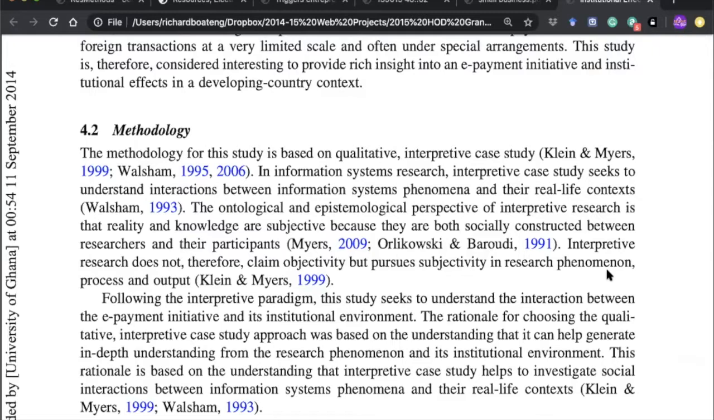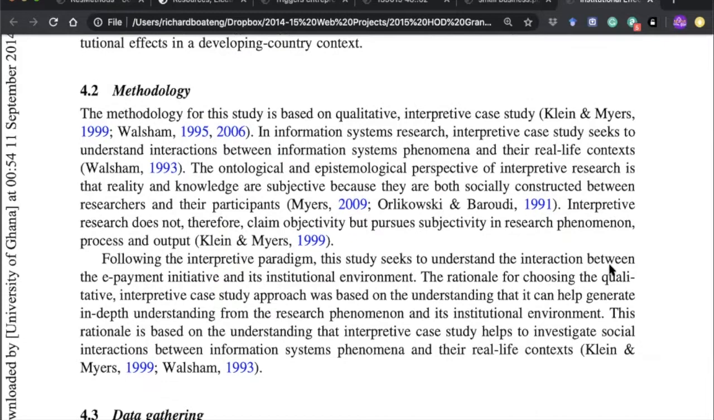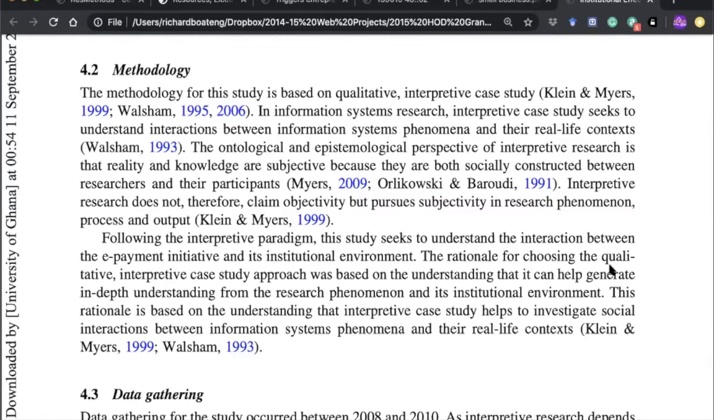Interpretive research therefore does not claim objectivity, but pursues subjectivity in research phenomena, process, and output. Following the interpretive paradigm, this study seeks to understand the interaction between the e-payment initiative and the institutional environment. The rationale for choosing a qualitative case study approach was based on the understanding that it can help generate in-depth understanding of the research phenomenon and its institutional environment. This rationale is based on the understanding that the interpretive case study helps investigate social interaction between information system phenomena and the real-life context.